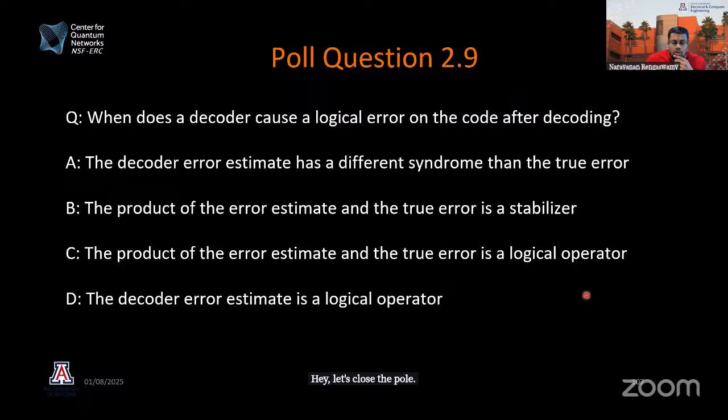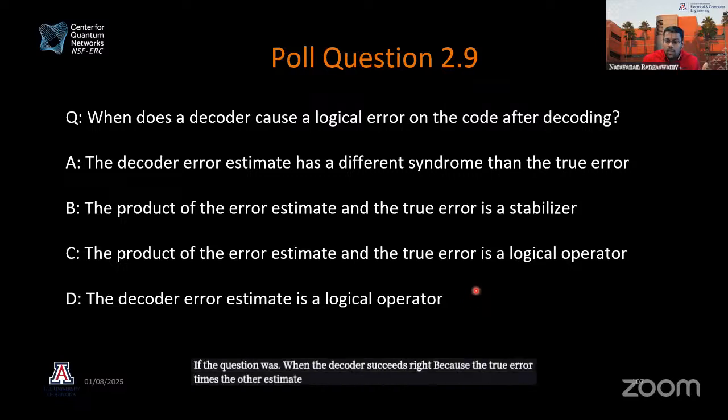Okay, so the answer would have been B if the question was when the decoder succeeds, right? Because the true error times the error estimate, which is the correction you're applying, should multiply to a stabilizer, so that the overall effect of the error and the correction is applying a stabilizer to the state, which fixes the state. So it leaves the state unchanged.